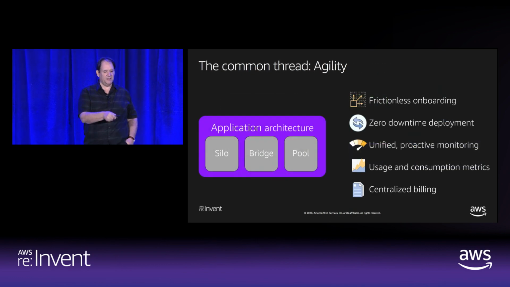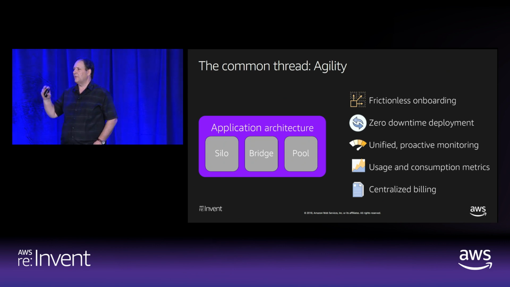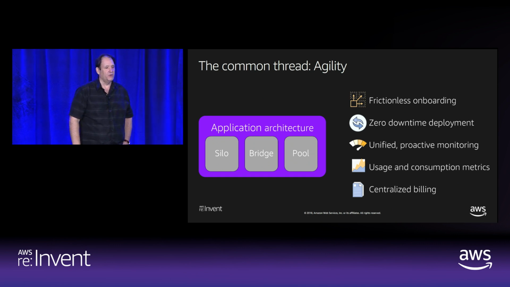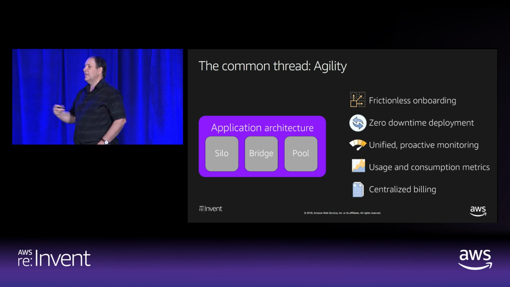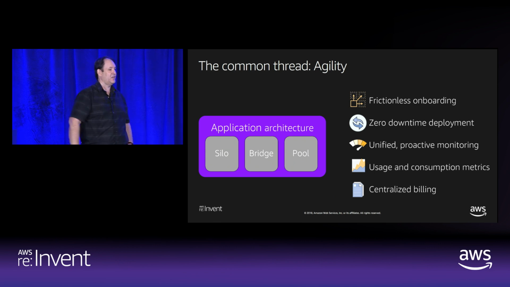The last piece of this is, doesn't matter, bridge, silo, pool, whatever you're doing, there's some things I would ask you, no matter which architecture you build. Are you doing well? Do you have frictionless onboarding? How does a new tenant get created and put into your environment? I'm going to ask you that in any architectural model.